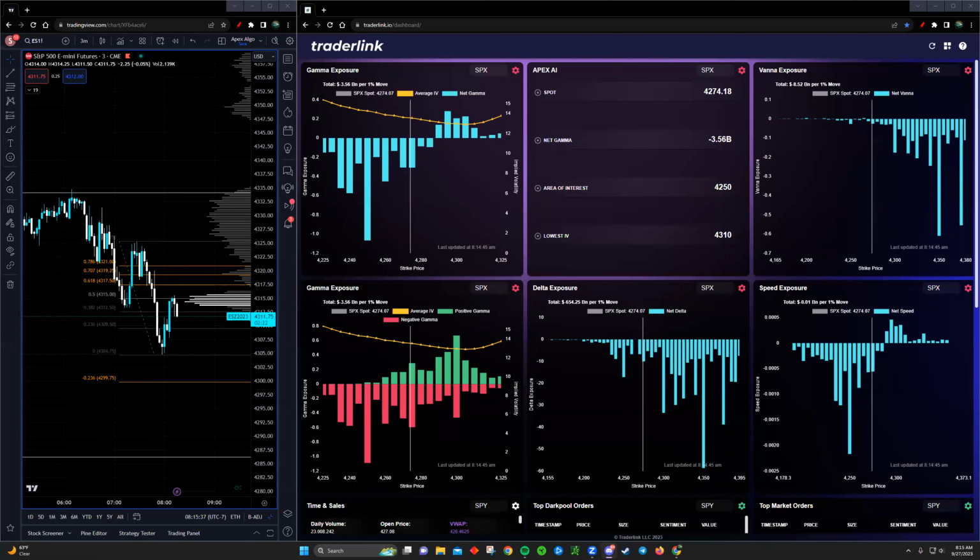One thing that I've noticed a lot with fibs is that the market tends to respect the 0.5 a relatively good amount. So just keep that in mind. That's just another thing about fibs.